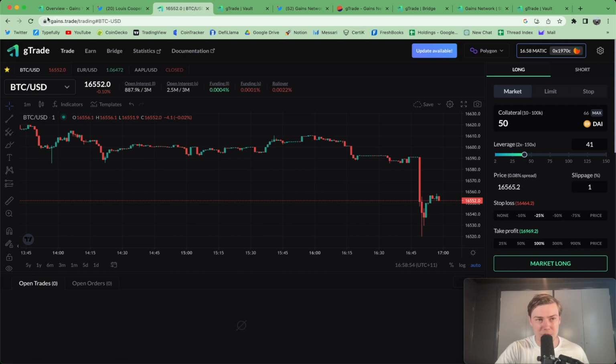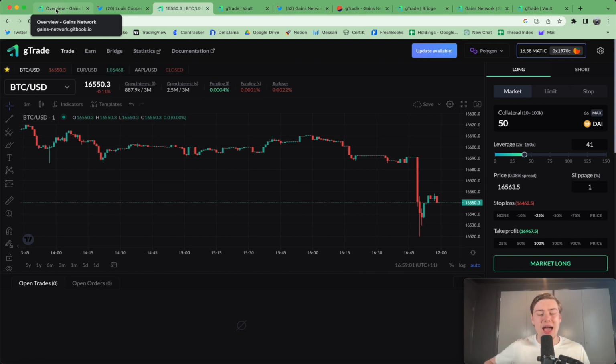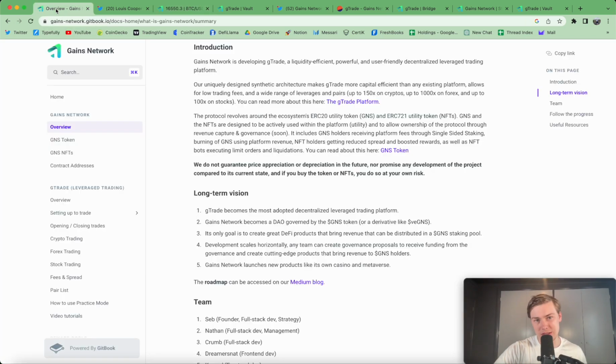So firstly, I want to go through exactly what Gains is, then I'll show you how to bridge funds onto the platform, how to trade on the platform, and then look at how the mechanism works in terms of earning yield, and show you guys how to earn yield on the platform.